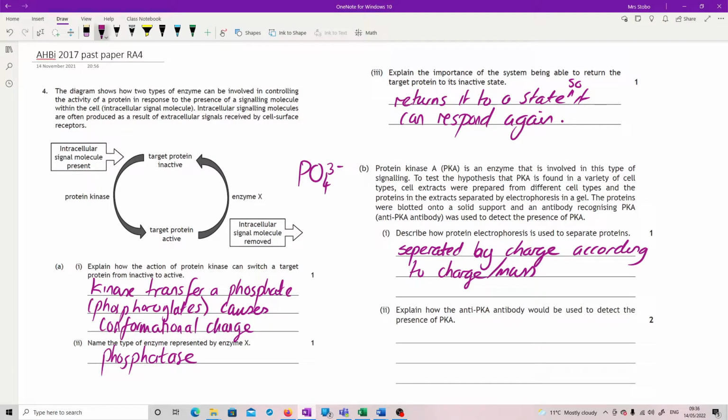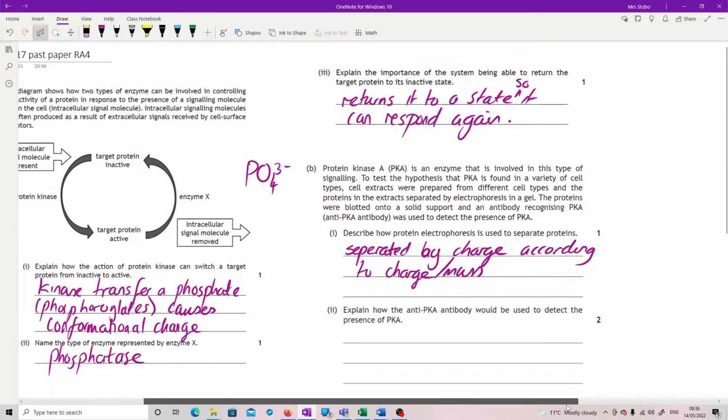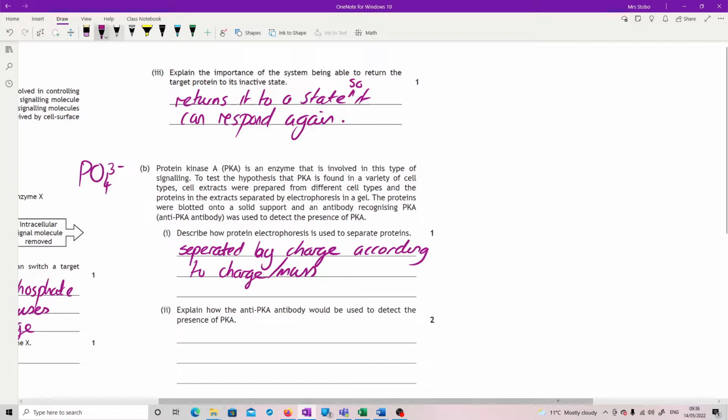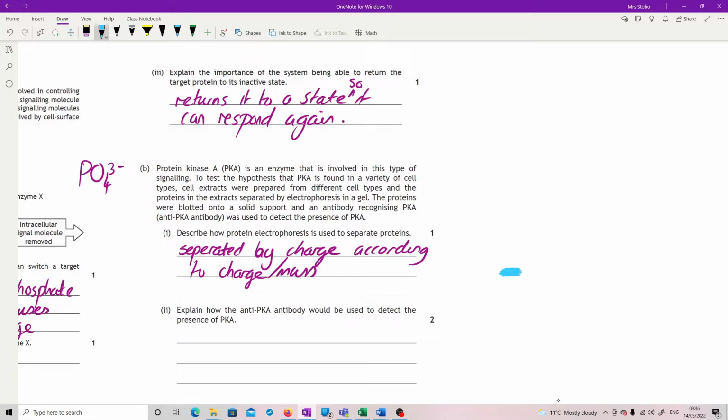Okay, explain how the anti-PKA antibody would be used to detect the presence of PKA. Actually, I'm going to move this slightly to the side so I can do a little doodle. There we go. Okay, so assuming that we have a little blob of your PKA, then our anti-PKA has to come in and attach to it. Now at this point you've no way of knowing that, so your first mark is for saying that the anti-PKA antibody will attach to the PKA. Okay, but then it's saying how would it be used to detect it.